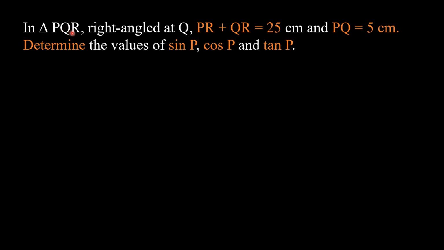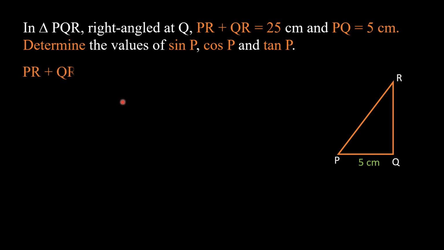In triangle PQR, right angled at Q, PR plus QR equals 25 cm and PQ equals 5 cm. Determine the values of sin P, cos P and tan P. We have a right triangle PQR, right angled at Q. PQ is 5 cm, which is given. We have to find PR and QR. We are given PR plus QR equals 25. So we will write QR equals 25 minus PR.